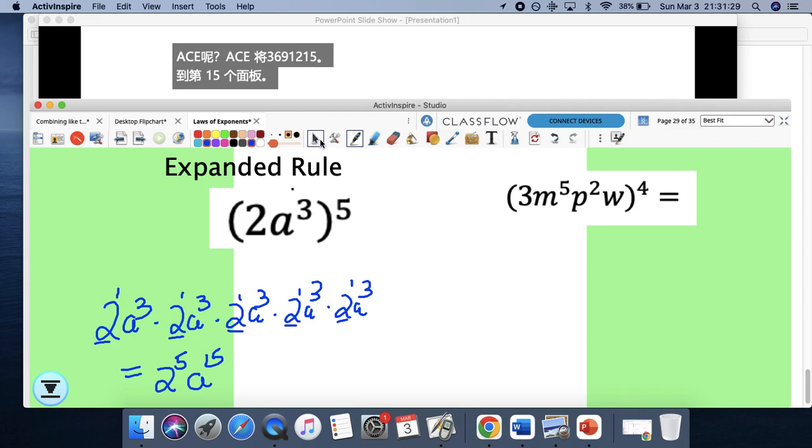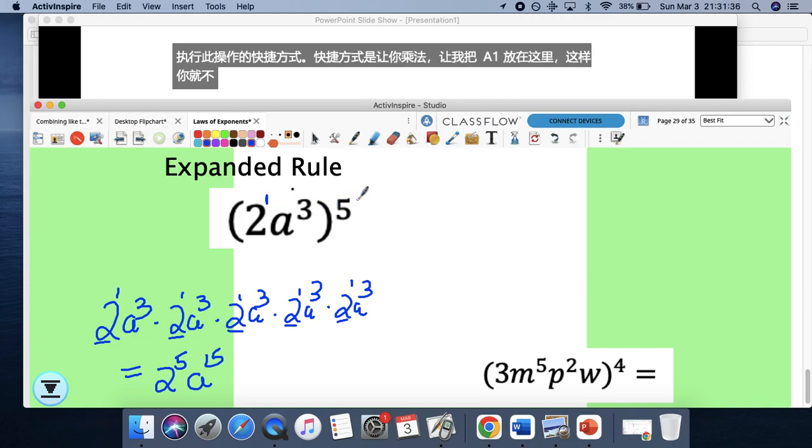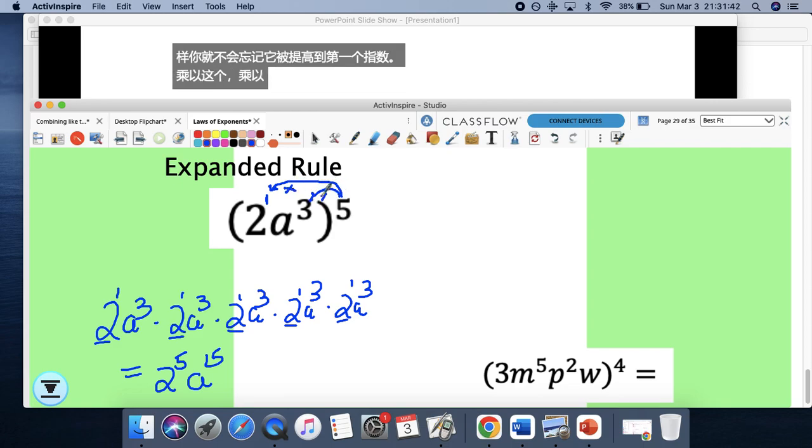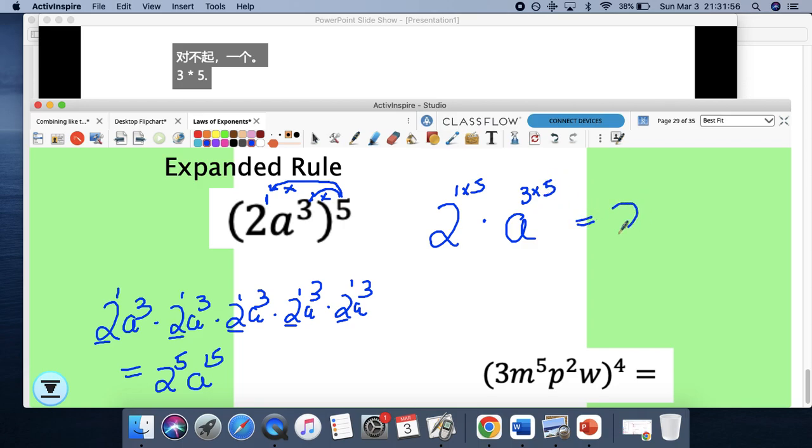The shortcut to do this is for you to multiply. And let me put a 1 here so you don't forget that that's raised to the first exponent. Multiply this, and multiply this. So it's 2, 1 times 5, and a, 3 times 5, which gives you 2 to the 5, since 1 times 5 is 5, and then 3 times 5 is 15.